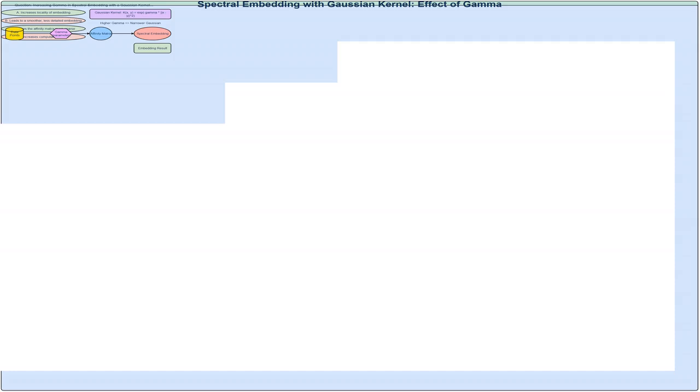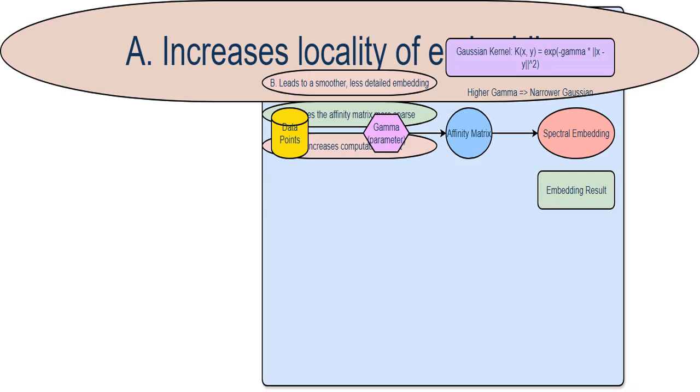We're investigating what happens when you increase the gamma parameter within Sklearn's spectral embedding function, which uses a Gaussian kernel. Spectral embedding is a technique used for dimensionality reduction, so we're asking how the choice of gamma affects the results. This statement is incorrect. Increasing gamma focuses on local relationships, resulting in a less smooth, more detailed embedding because it emphasizes local structure rather than a smooth global view.